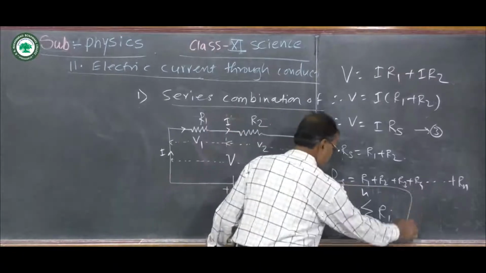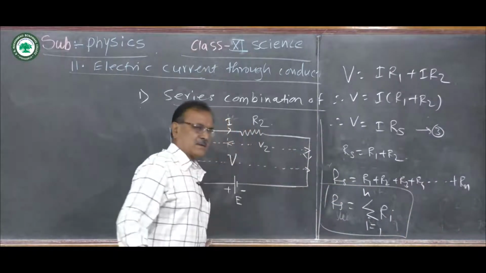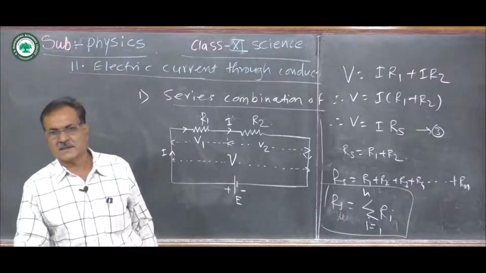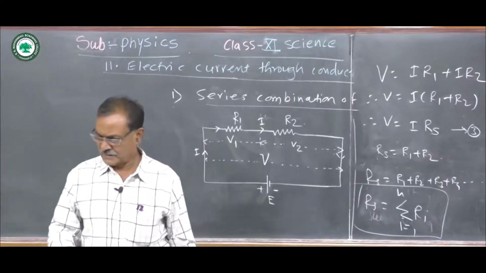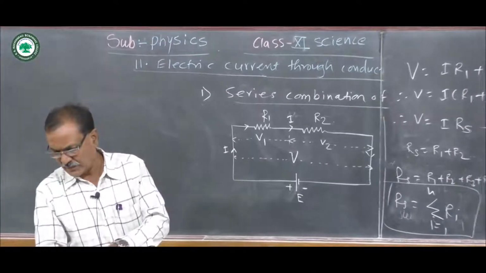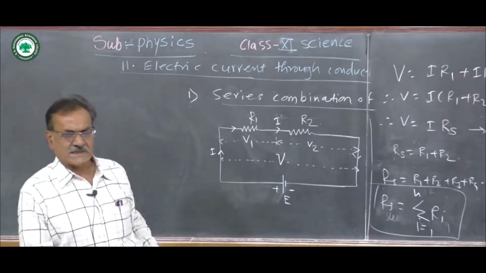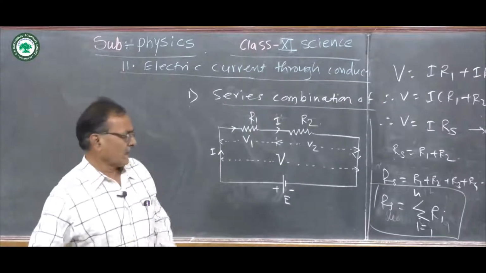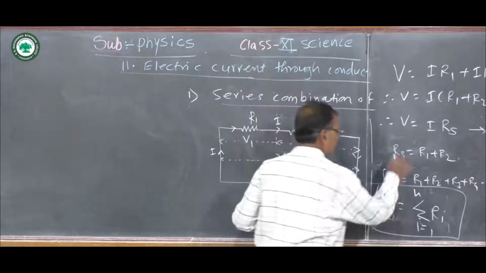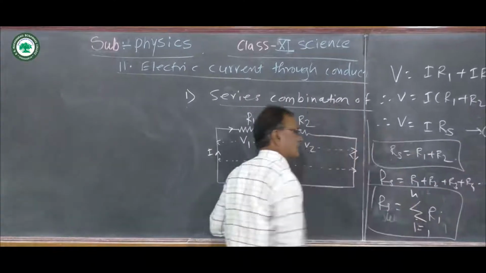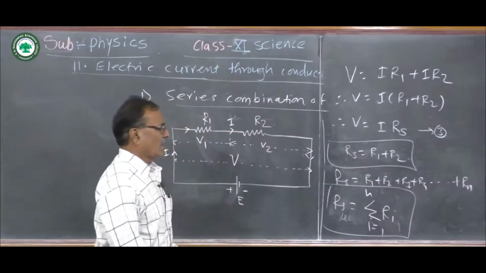Now by using these equations we can find out the equivalent resistance when a number of resistors are connected in series combination. For simplicity, we take here two resistors R1 and R2 and find their equivalent resistance, that is Rs equal to R1 plus R2.